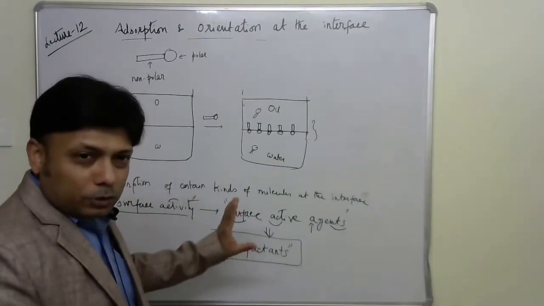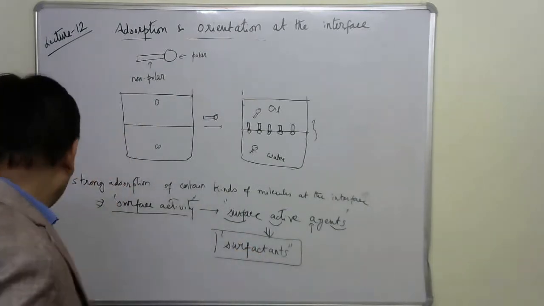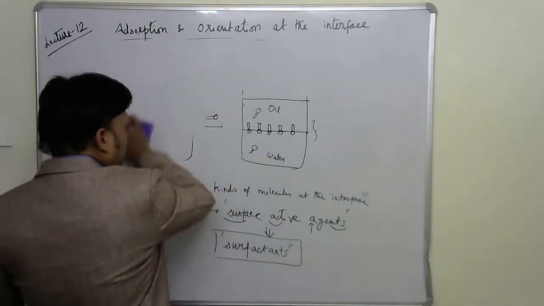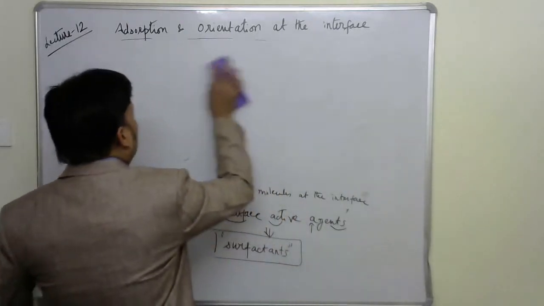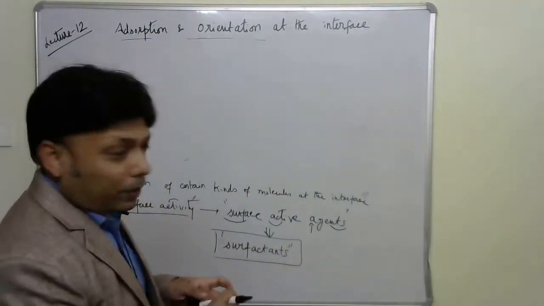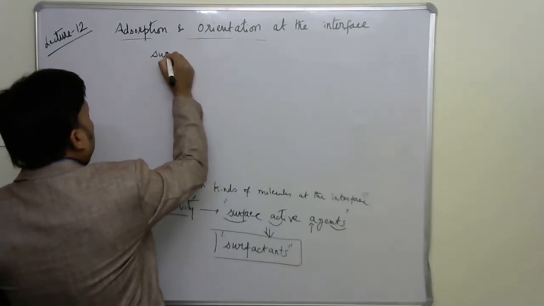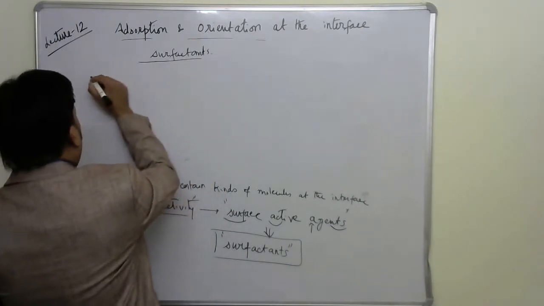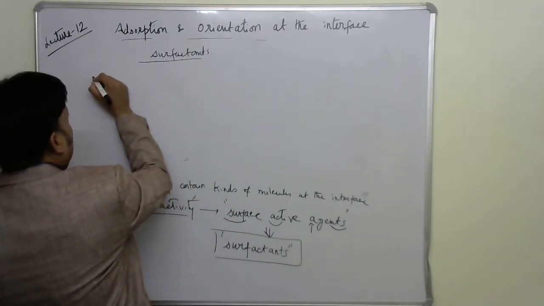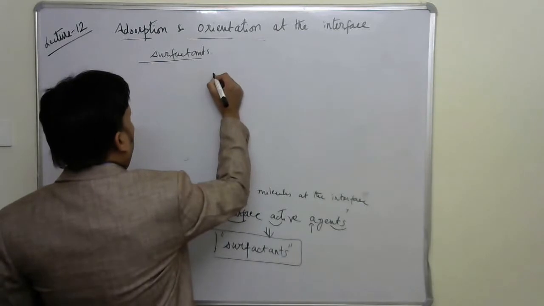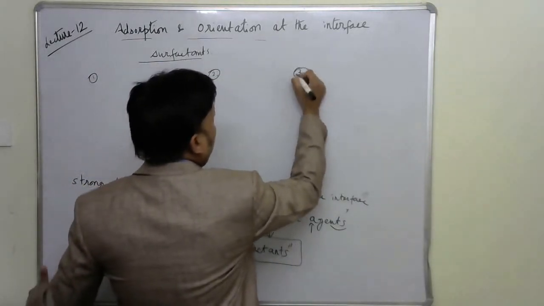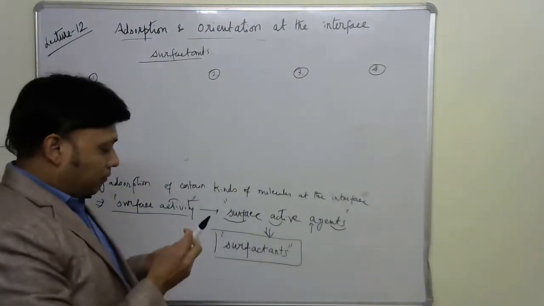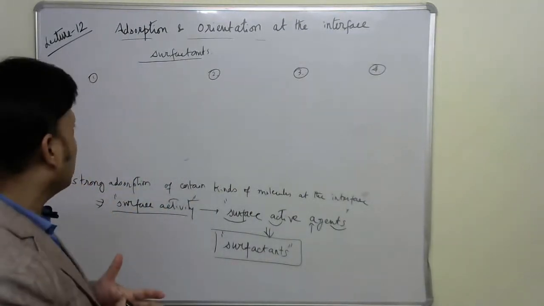Definitely we'll come to that point, but before that we want to introduce ourselves to the word surfactants in a better way. Primarily there are four major types of surfactants. I can write them as 1, 2, 3, and 4, and let's describe these four types one by one with some examples.